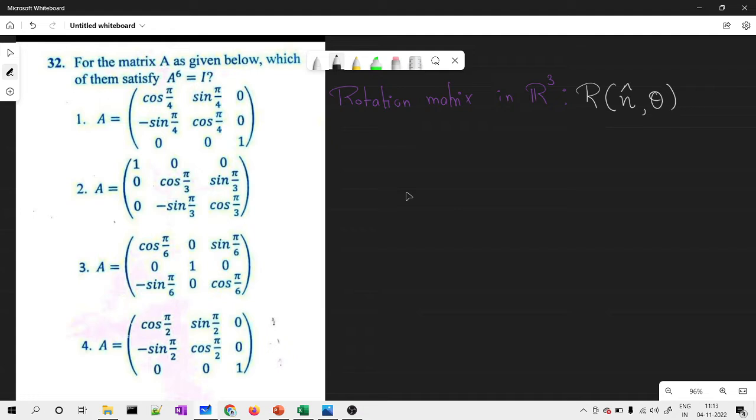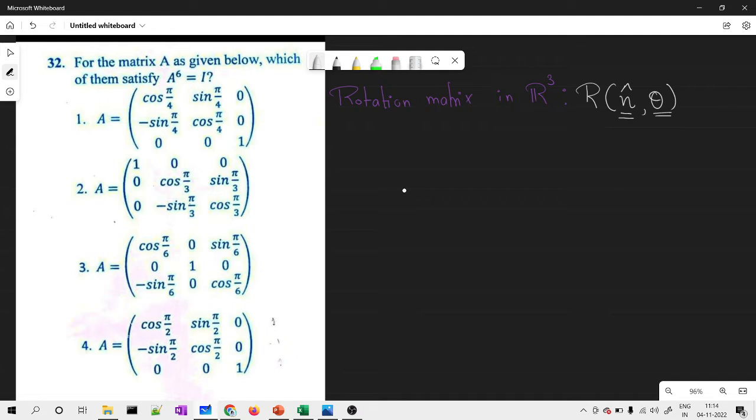So rotation in R3 depends on two things: the angle theta and the axis around which you rotate. Also, clockwise and anti-clockwise comes as the third parameter. But here we talk about the two parameters because I'm going to consider it as a clockwise pattern. So the first is the axis of rotation and the second is the angle by which you are rotating.